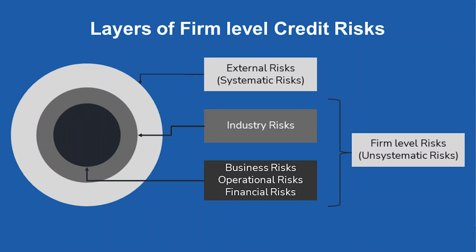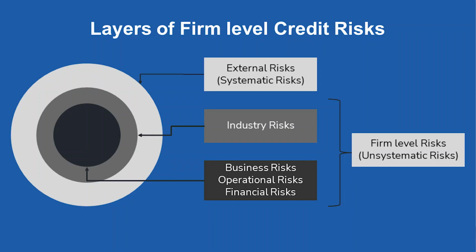Let's look at the layers in which we can organize these risks and understand how they impact. If you look at this diagram, I have represented the layers of firm level credit risk using 3 layers. There are external risk or systematic risk on the outer side. These risks are, for example, the economic risk like GDP growth or recession, the political factors, for example, instability in government, social factors, for example, the way the social fabric is working or the law or order situation of the entire country. Then these risks impact all the industries in that particular economy.